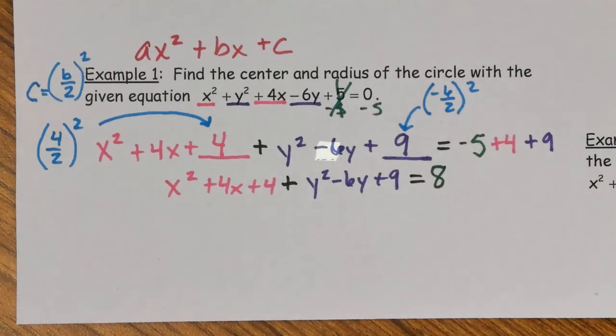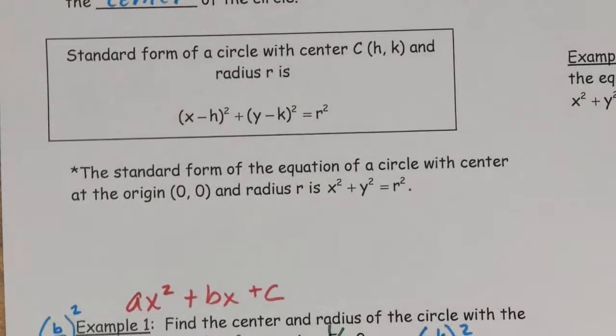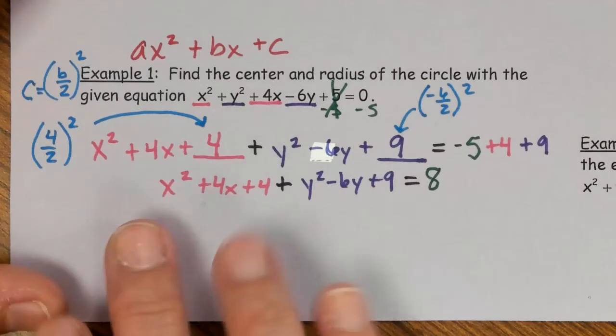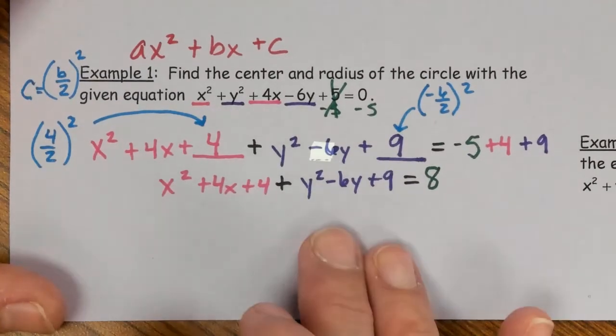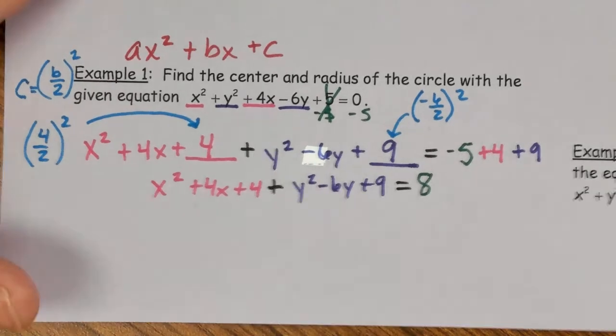This 8 is going to stay into the end of the equation. So what ends up happening is this 8 is actually representing our radius squared. So it's going to stay, but we need to do something else with our x's and our y's. We need to factor these.